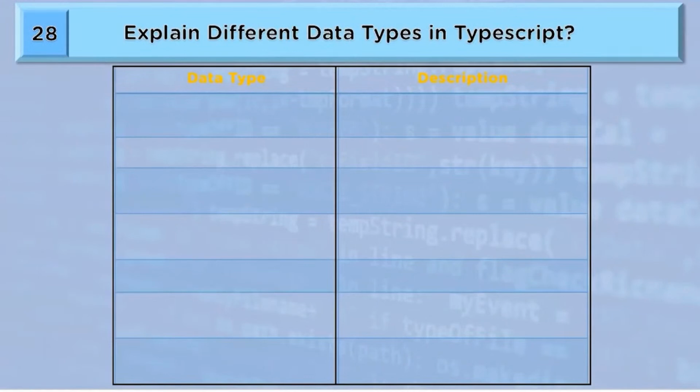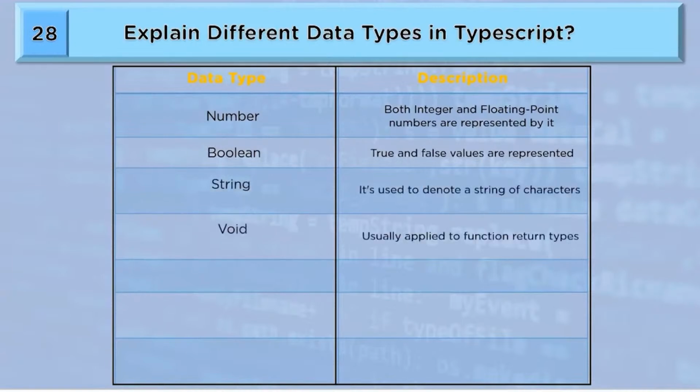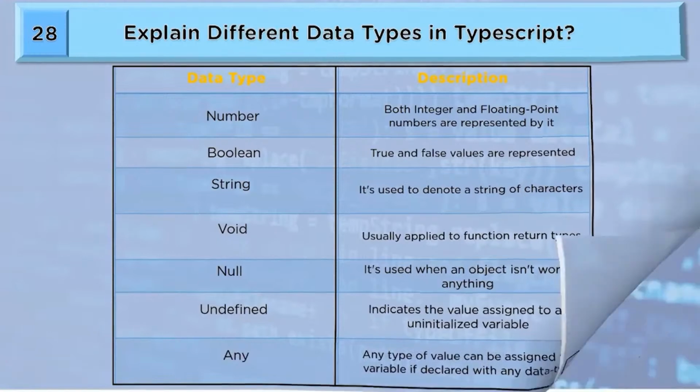Explain different data types in TypeScript. Number: both integer and floating point numbers are represented by the data type number. Boolean has true and false values. String is used to denote a string of characters. Void is usually applied to function return types. Null is used when an object isn't worth anything. Undefined indicates the value assigned to an uninitialized variable. Any: a value of any type can be assigned to a variable if declared with the any data type.